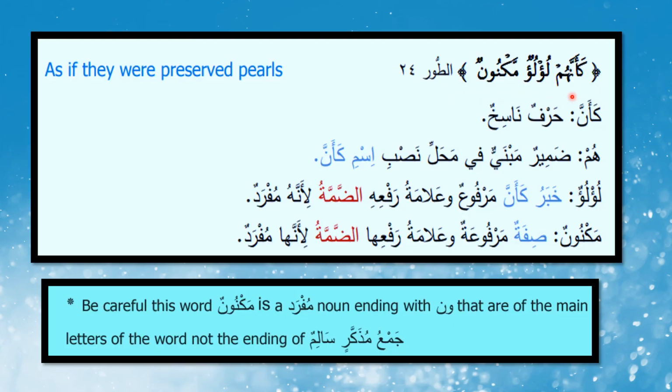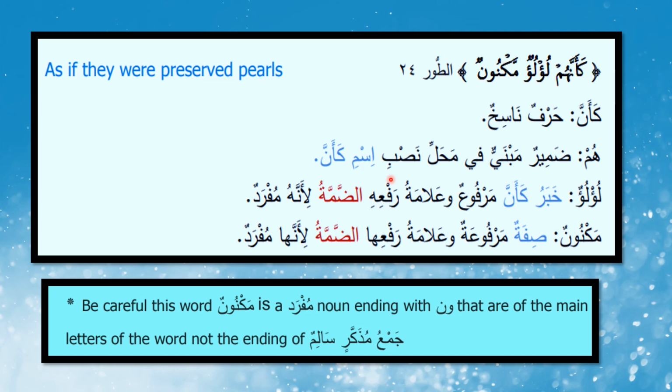Check the irab with ka'annahum lu'lu'um maknoon. A lot of irabs we did before, so there's no point in going back and doing it again. So here is an example of ka'anna. It's added with the damir hum. So here you can see ka'anna is harf nasikh. Why is it called nasikh? Nasikh means changing. They bring a change in the mubtada. So that's why they are called harf nasikh. So ka'anna harf nasikh, or you can say harf nasb. Hum damir mabni fi mahall nasb.